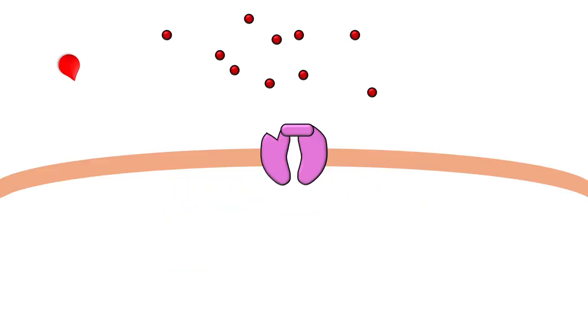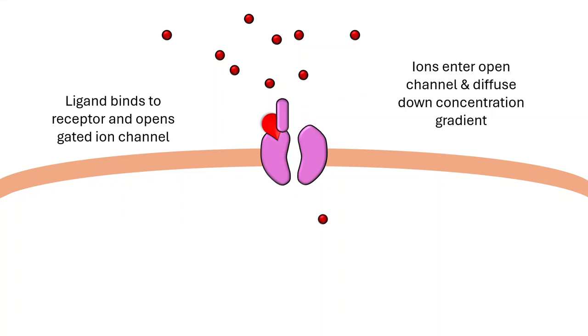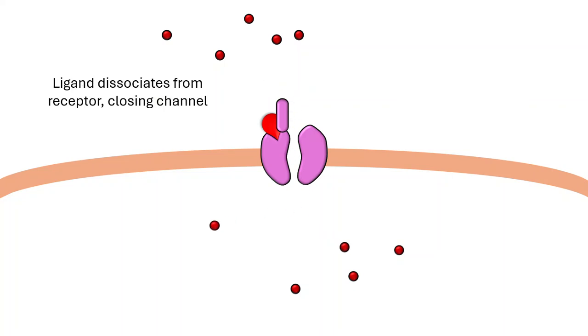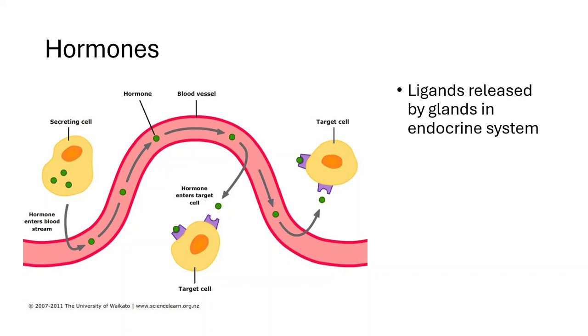So if we look at this, a ligand binds. That pretty much opens a gate which allows ions to pass through. They tend to diffuse down their concentration gradient, so this is going to be passive transport, not active. And once the ligand dissociates, it's going to allow the receptor to close, the ion channel closes, and ions can no longer pass through. So it's a gate that you can then open and close.